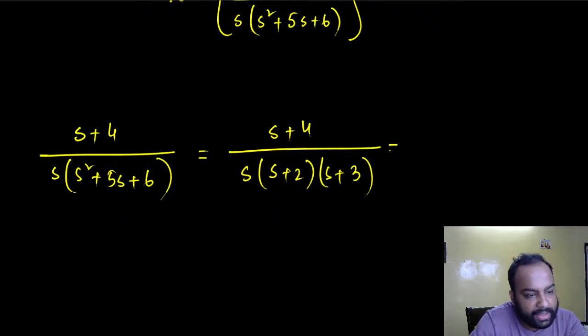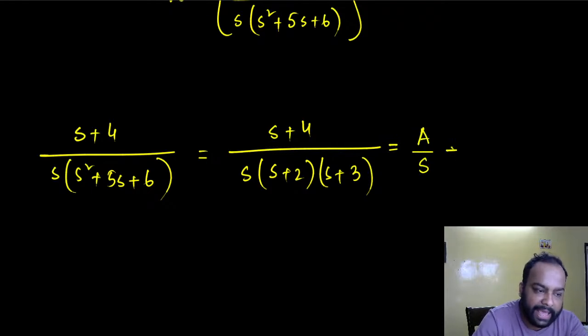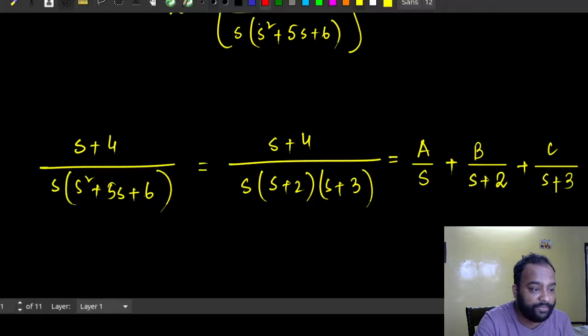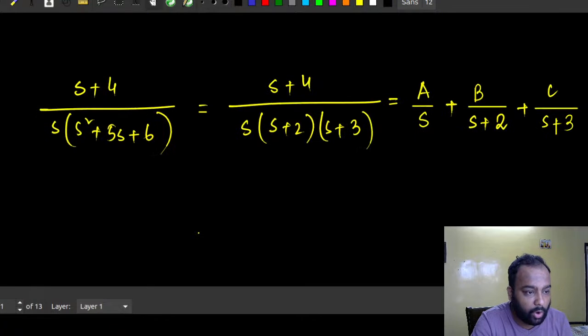And this can be rewritten as a constant factor A divided by s, a constant factor B divided by s plus 2, and a constant factor C divided by s plus 3. The way we treat partial fractions and calculate the values of A, B and C was created by Oliver Heaviside. The method we use to evaluate the coefficients of the partial fractions was created by Oliver Heaviside.